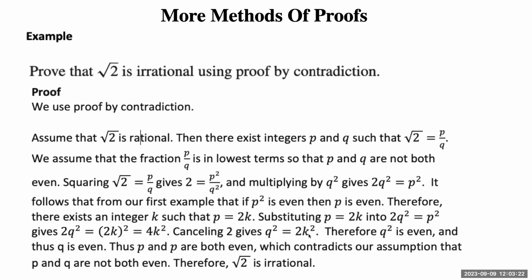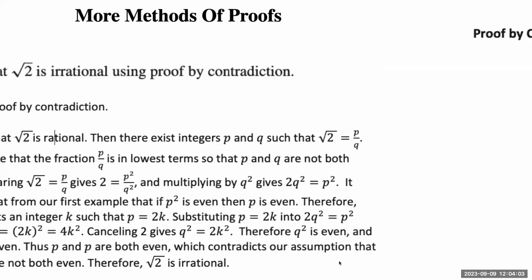If k is an integer, so is k squared. So q squared is 2 times k squared. Therefore, q squared is even, and thus q is even. So now I've got p and q are both even, which contradicts our hypothesis that p over q has to be in lowest terms. If both are even, then p over q is not in lowest terms because you could divide 2 out of each one. So that contradicts the assumption, so p and q are not both even. Therefore, I can't assume root 2 is rational, and it has to be irrational. So that's the proof. You now know for sure for the rest of your life that the square root of 2 is an irrational number.